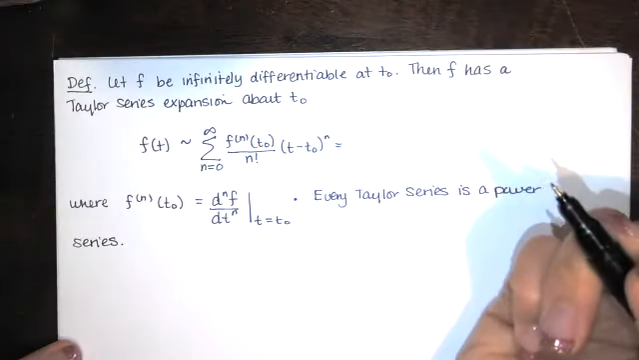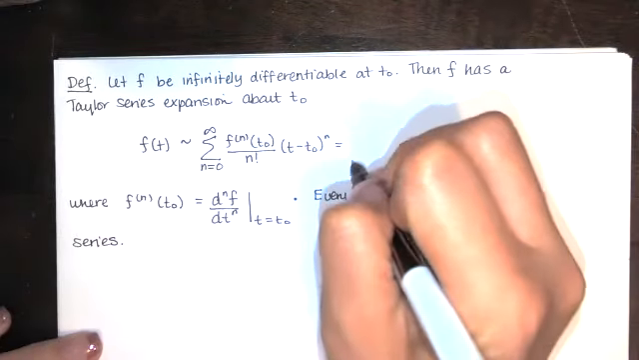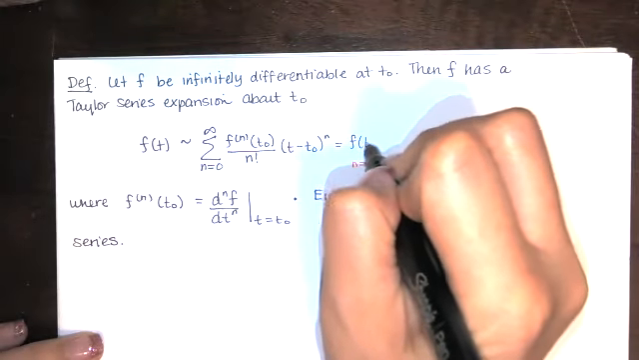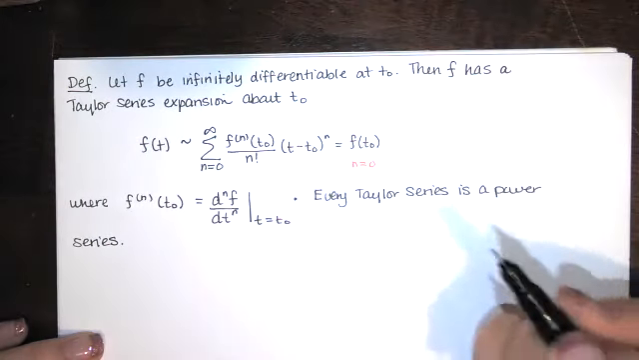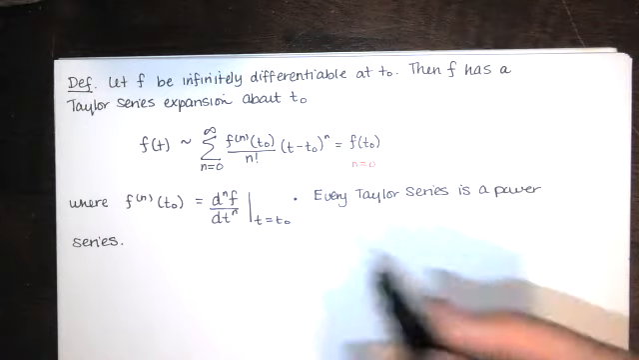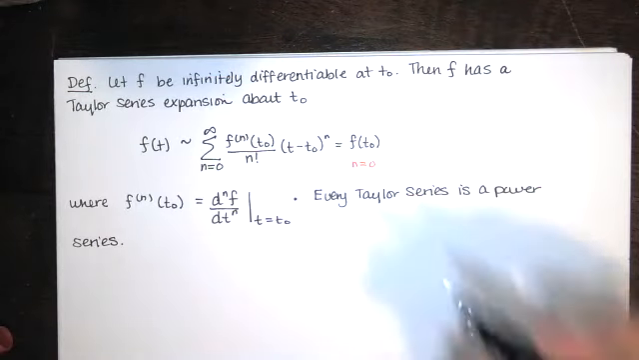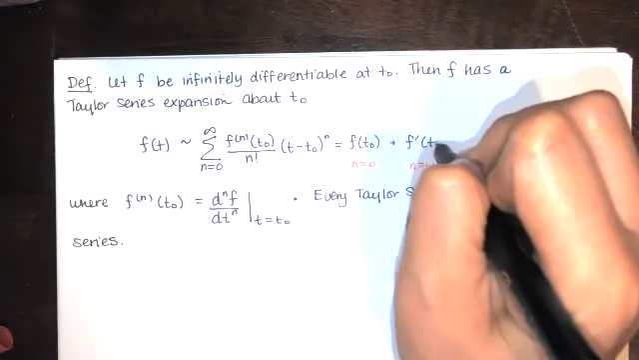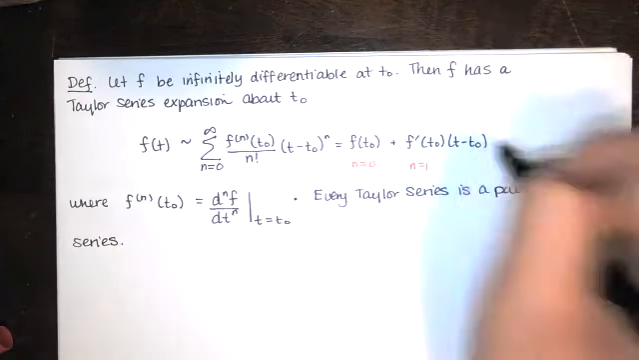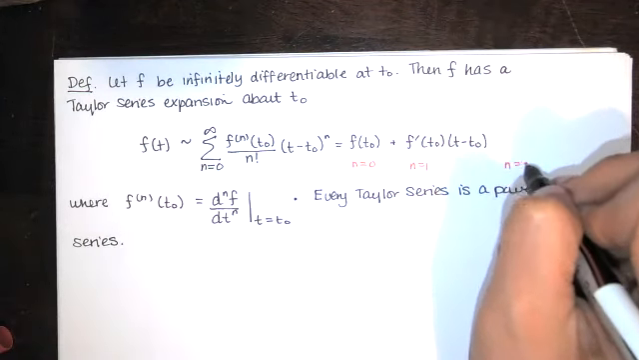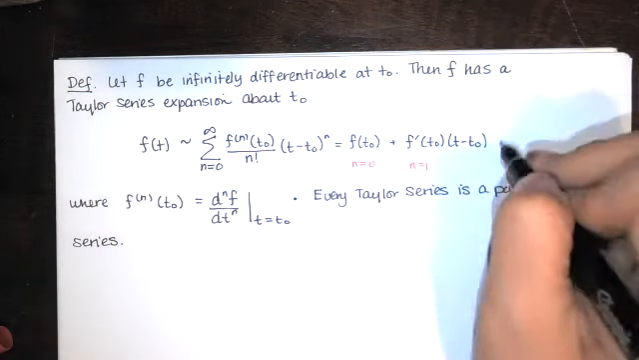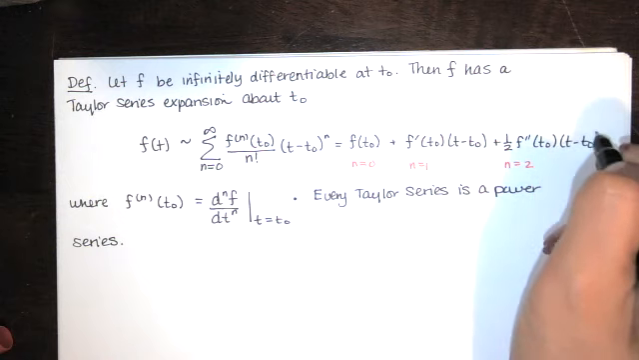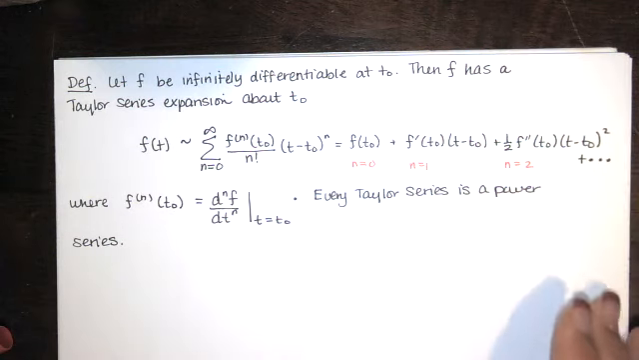And if I want to expand this, this is what I would get if I substitute in n equals 0. Well, the 0th derivative of f at t naught, that's just the function at t naught, times t minus t naught to the 0, which is 1, over 0 factorial, which is also 1. So we just got f of t naught. Then when n is equal to 1, we'll have f prime at t naught times t minus t naught to the first. When n is equal to 2, we're going to have a 2 factorial in the denominator. So that's going to give us a 1/2 out front times the second derivative at t naught times t minus t naught squared, plus more terms, infinitely many of them.